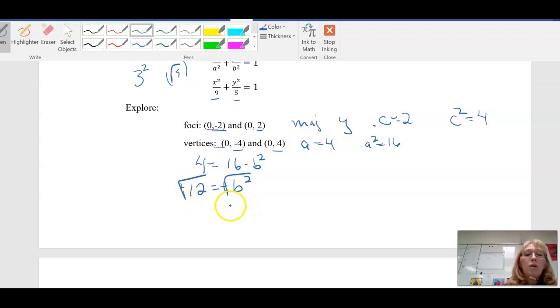So now we got to write our equation. We got x squared plus y squared. We know y is our major, and we know our major axis is 16. We know x is our minor, and then b squared would be 12. And that's your equation. I hope you did a great job.